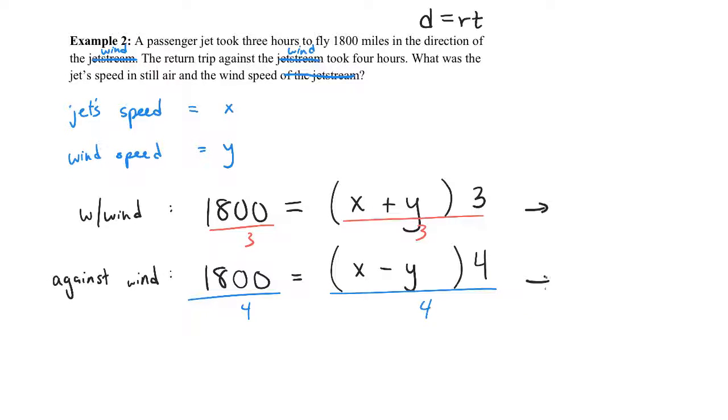Sometimes this is just intuition. It's not always going to be something you're going to know how to do right away. 1,800 over 3 is 600. 1,800 over 4 is 450. Now look at how nice this is.